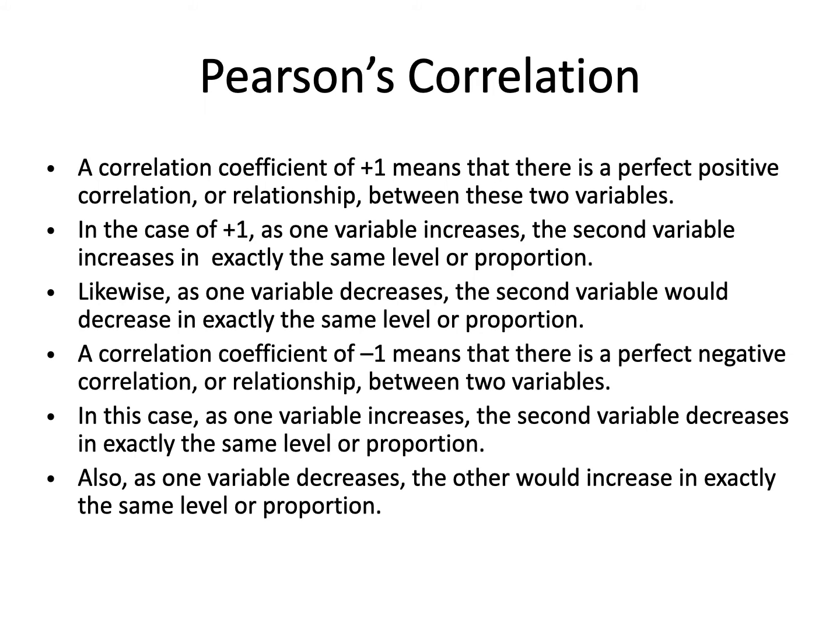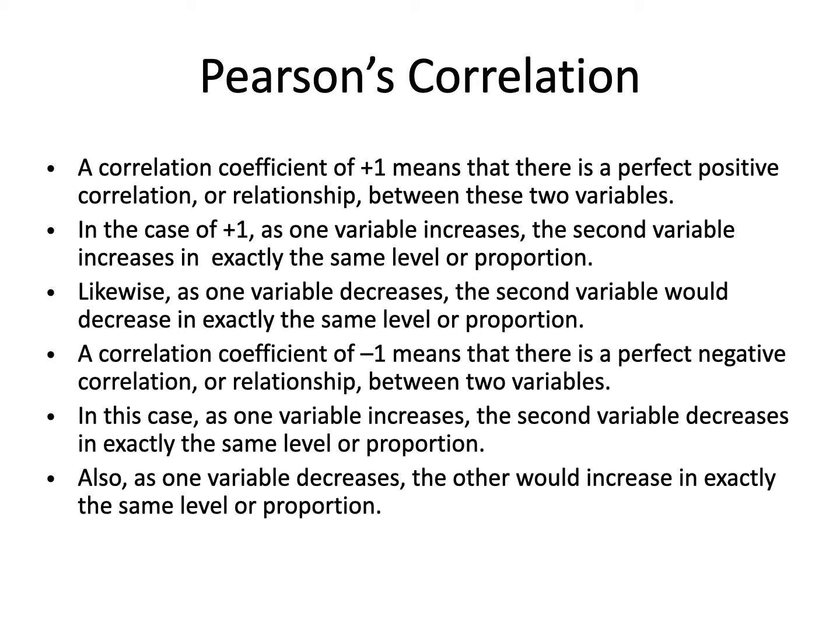And when the correlation coefficient is -1, this means that there is a perfect negative correlation or relationship between the two variables. In this case, as one variable increases, the second variable decreases in exactly the same level or proportion, and when one variable decreases, the other increases in exactly the same level or proportion.